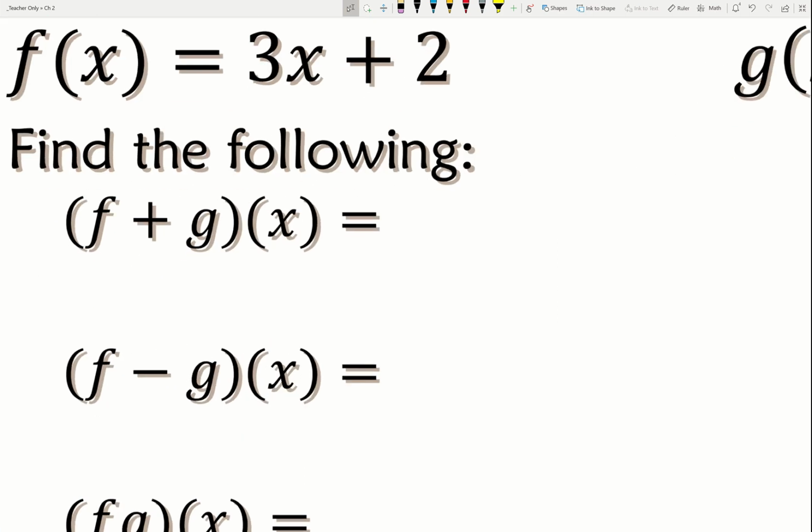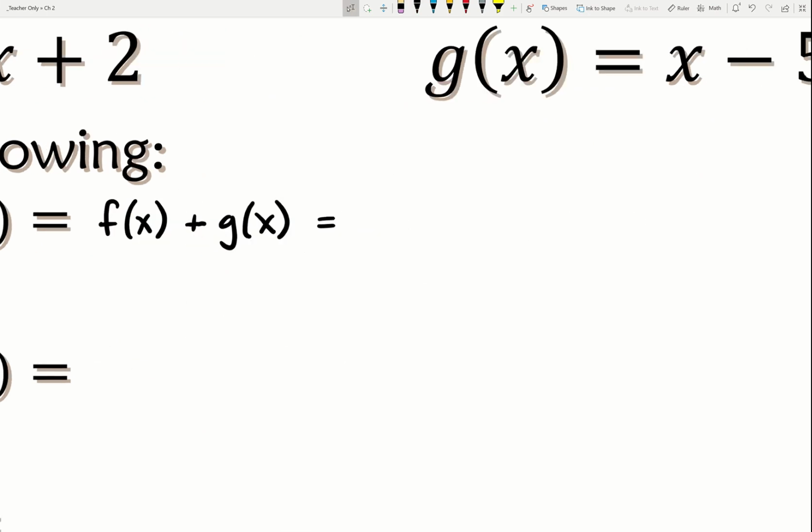In the first case, the sum of f and g, by definition we take the function output for f and add it to the function output for g. The function output for f, we're just going to substitute in: that's 3 times the input plus 2. And then to that, we're going to add the output of g, which is your input minus 5.